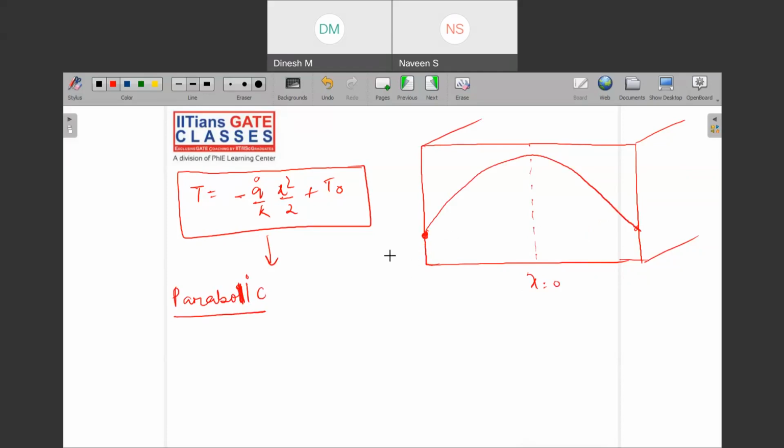So this is the temperature variation in a slab when it is exposed to the same atmosphere. And can you see there is a maximum temperature where x is equal to 0, or midway into the plane. Okay. Now let us move further.